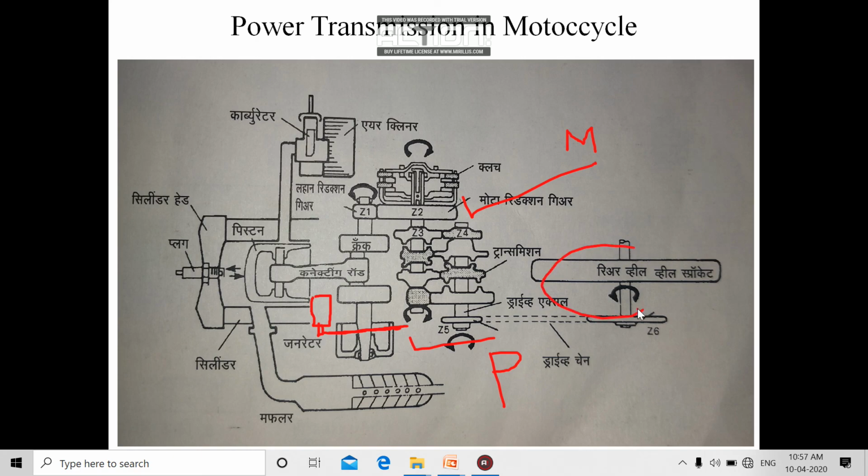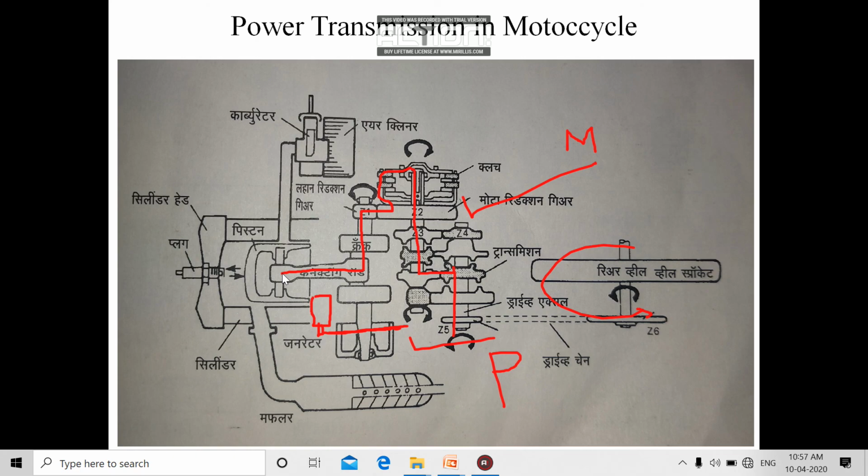When the tire rotates, the chain is responsible to convey that rotational power to the drive axle. The gear which is engaged transmits the power to the main axle, which through the clutch housing rotates Z1. Z1 rotates the connecting rod, which moves our piston. Now this is the third option we have, that is dhakka start.